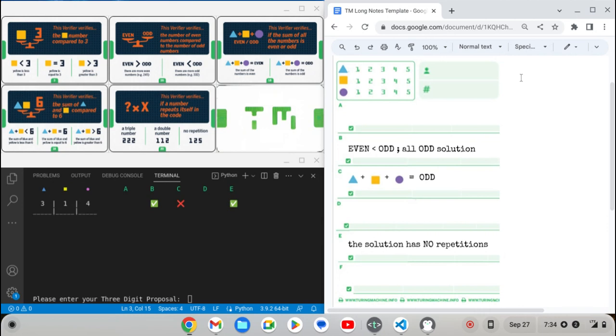So first off, I probably should have crossed out all of the evens in triangle, square, and circle. So let me take that opportunity right now. And as I do this, notice that we did not test criteria card A, which is comparing our middle digit, our square digit, to the number 3. Obviously, now we know that square, as well as all the other digits, are odd, so we can ignore any evens.